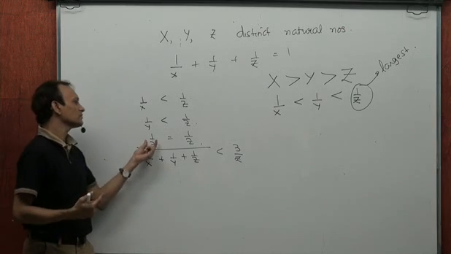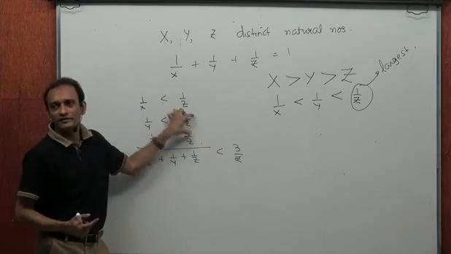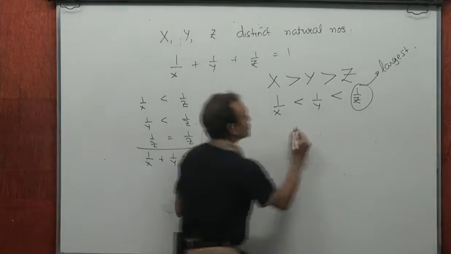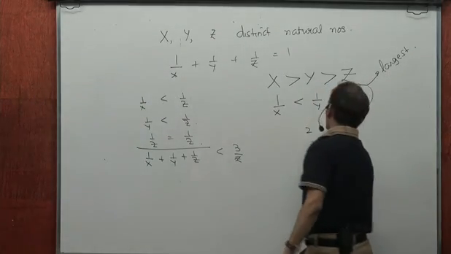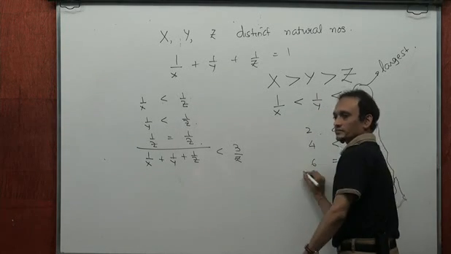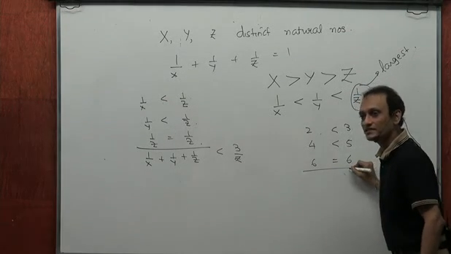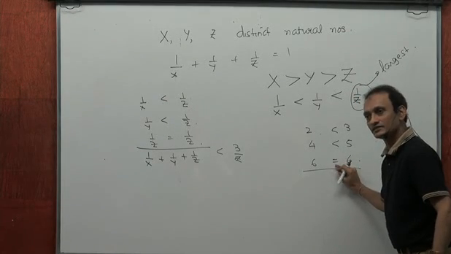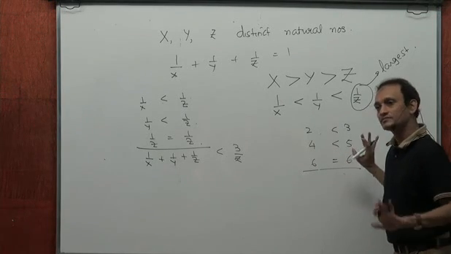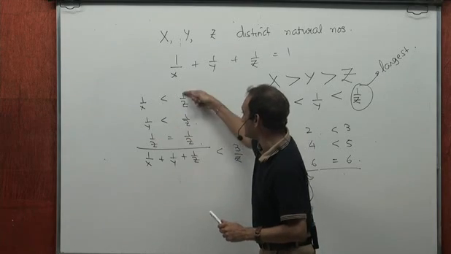Doesn't matter. 2 equal to 2, 4 less than 5, 5 less than 6. So this plus this plus this, it's like this: 2 less than 3, 4 less than 5 and 6 equal to 6. Now if I add, 2 plus 4 plus 6 will be less than 3 plus 5 plus 6. Can I say this, despite this equality? This plus this plus this will still be less than this plus this plus this. Clear? So I could still say 1 by x plus 1 by y plus 1 by z less than 3 by z.